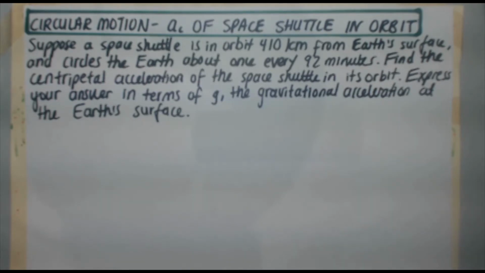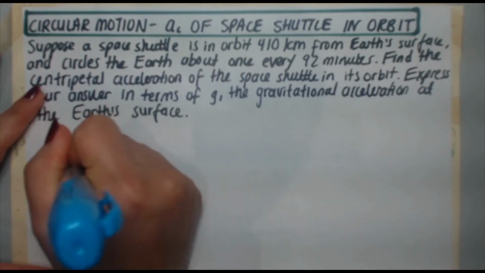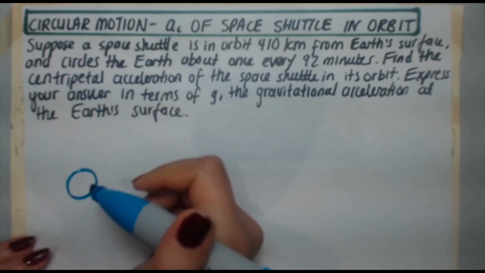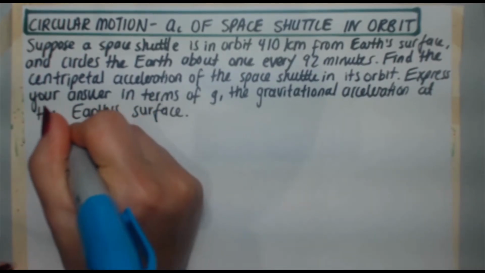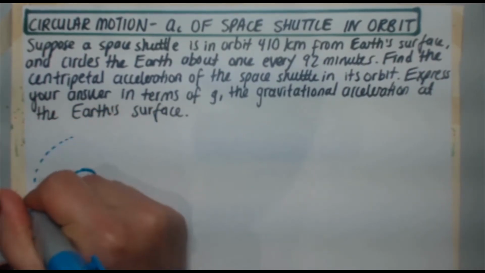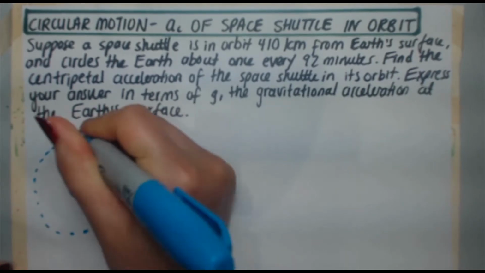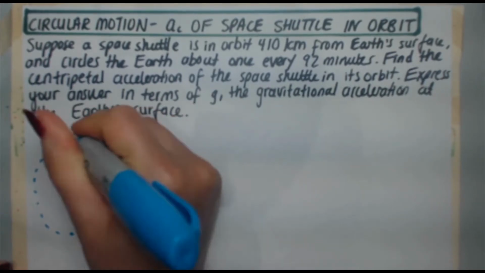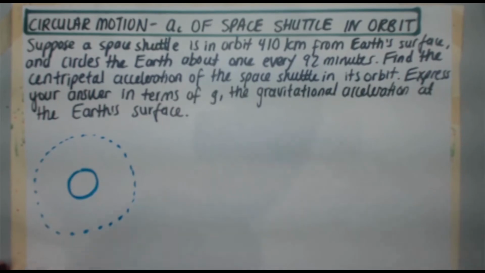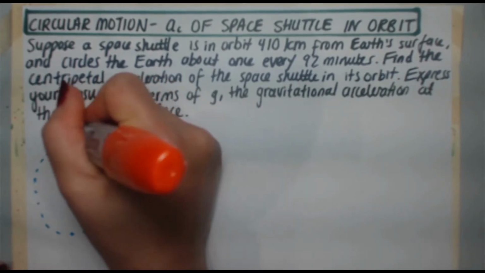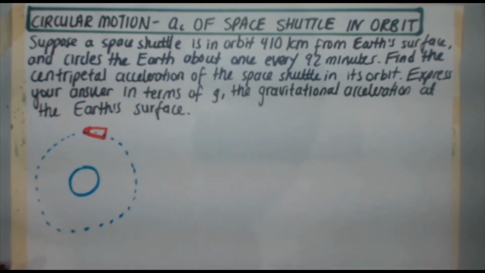First things first, let's draw a picture. Here's the Earth. We're going to have a space shuttle in orbit around it. So I'm going to draw out the orbit first. So there's that. And this is going to be my space shuttle. Okay, very artistic. Now let's label this diagram.